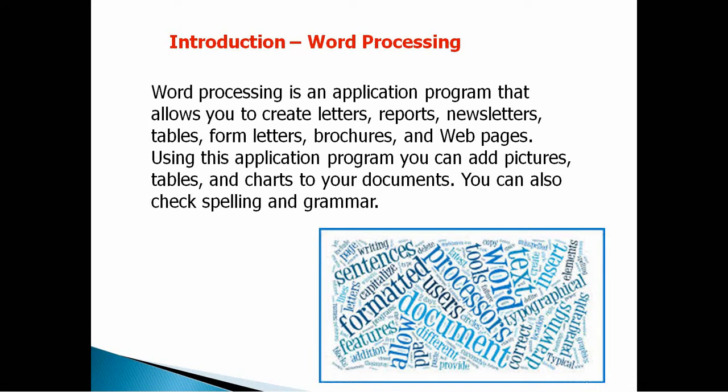Word processing is an application program that allows you to create letters, reports, newsletters, tables, form letters, brochures, and web pages. An application program. In the last lecture, we discussed types of software, that is system software and application software. So word processors or Microsoft Word is application software. That means the software which is used by the end user. So we all are end users, so we will use that Microsoft Word software.